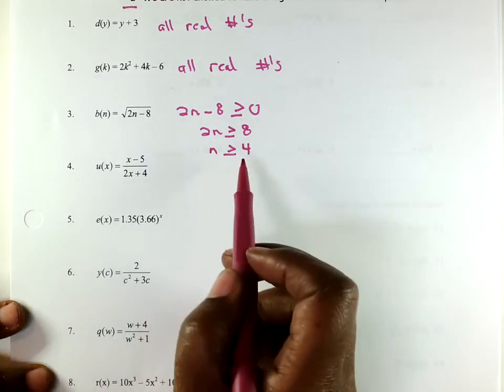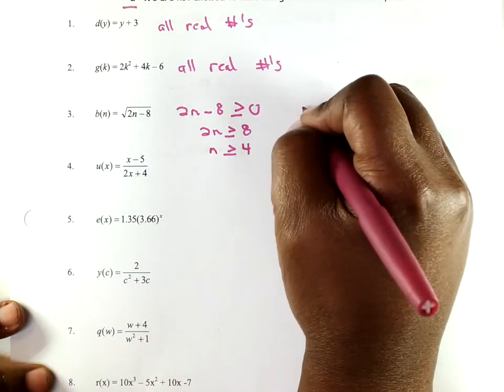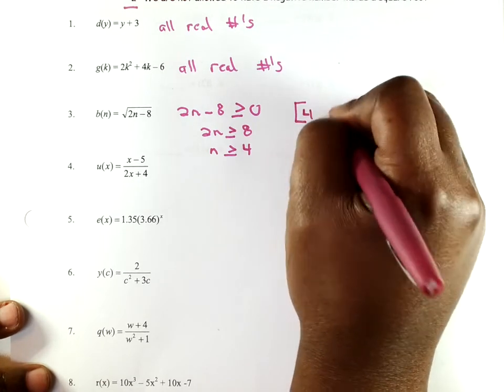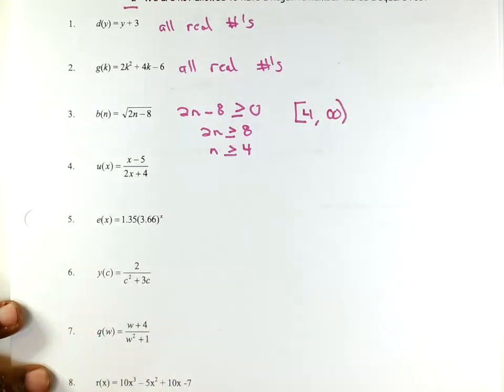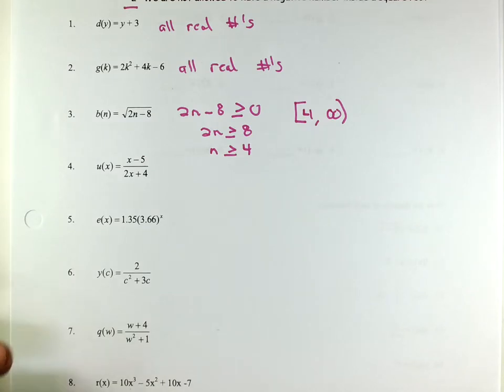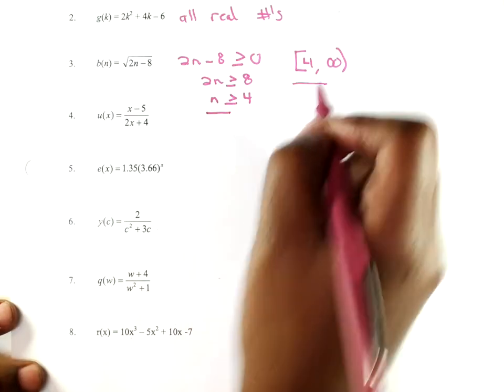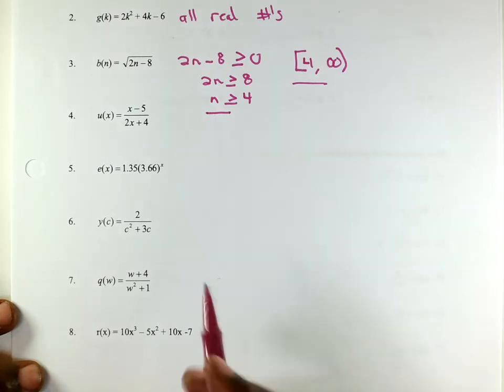So we can leave our domain like that, or we talked about interval notation. I would put a hard bracket by 4 because it's included, and then it goes to infinity, and always a parenthesis near infinity. So there's my domain, and again, these are both fine for you to express the answers.